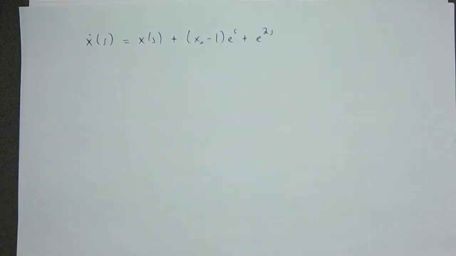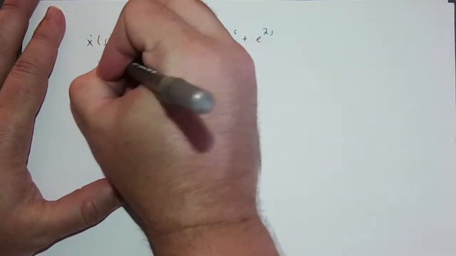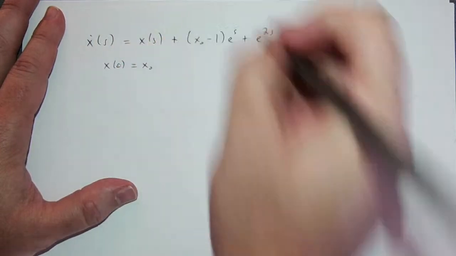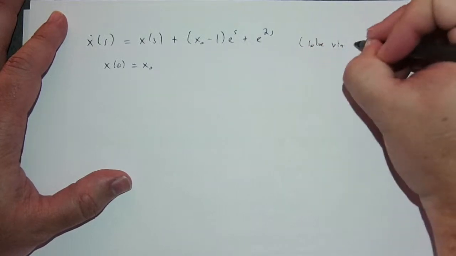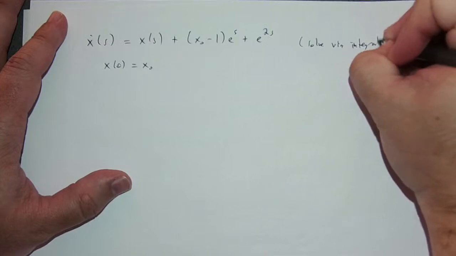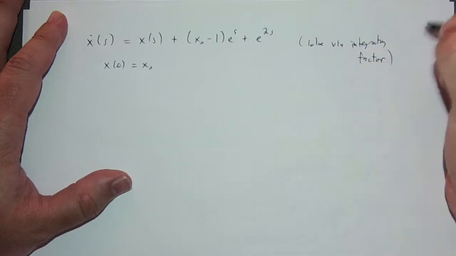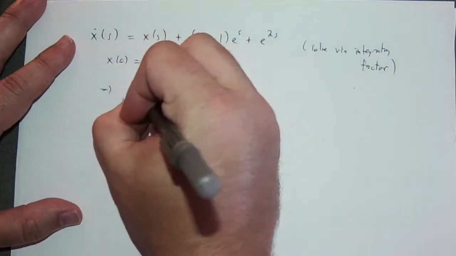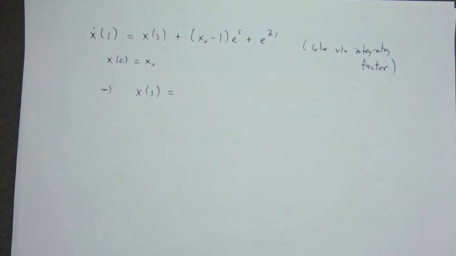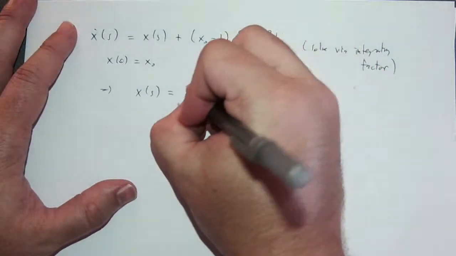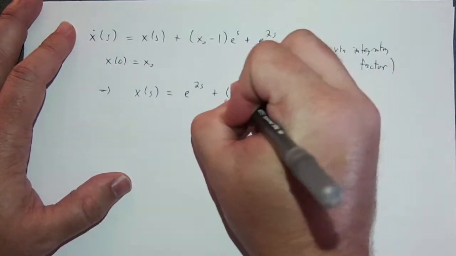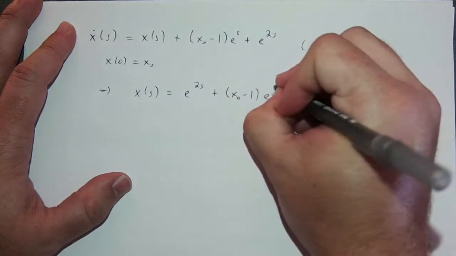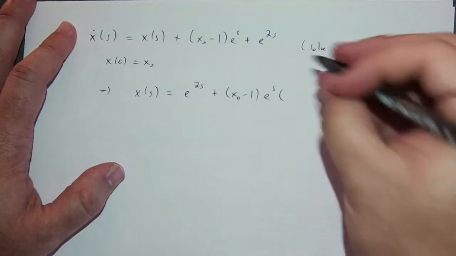Okay. I can also use integrating factor again and our initial condition. Remember, our initial condition is x of 0 is equal to x naught. So again, solve via integrating factor. And this gives me the solution. X of s is e to the 2s plus x naught minus 1 times e to the s times s plus 1.